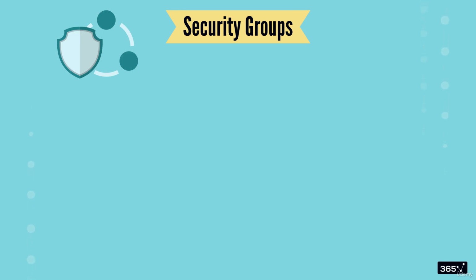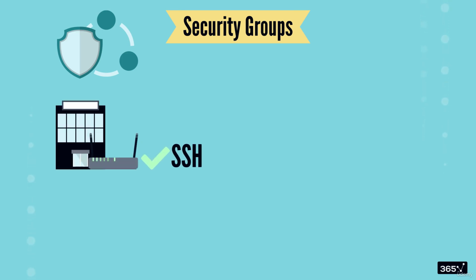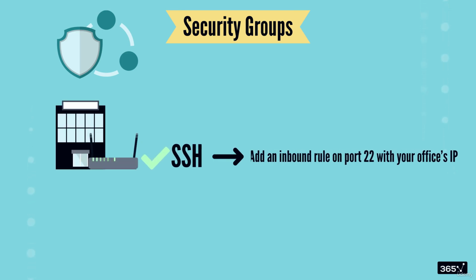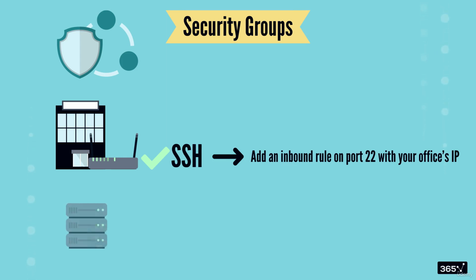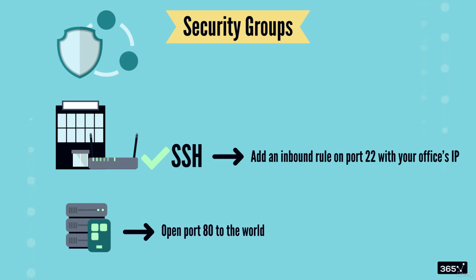For example, if you want to allow SSH from your office network only, then you need to add an inbound rule on port 22 with your office's IP. However, if you're hosting a web application, then you need to open port 80 to the world, but perhaps only allow outbound access to specific APIs.